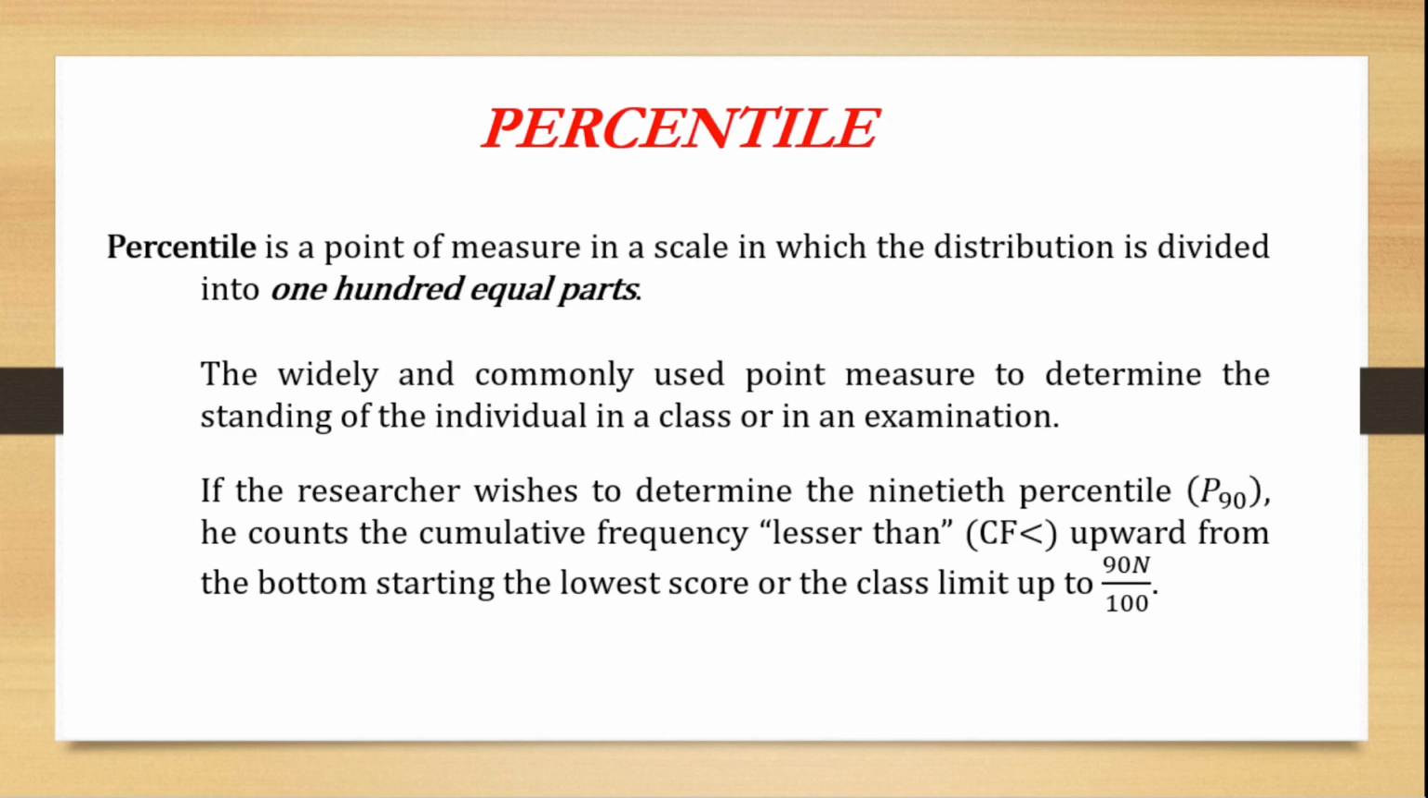examination. If the researcher wishes to determine the 90th percentile or P sub 90, he counts the cumulative frequency less than, or CF less than, upward from the bottom, starting the lowest score or the class limit up to 90n divided by 100.